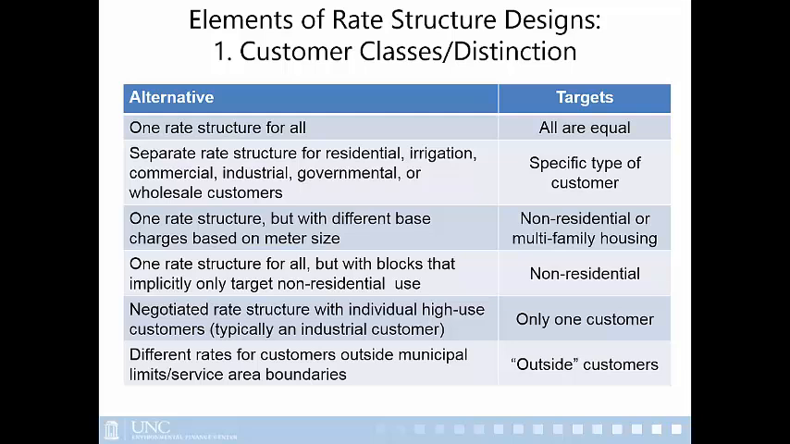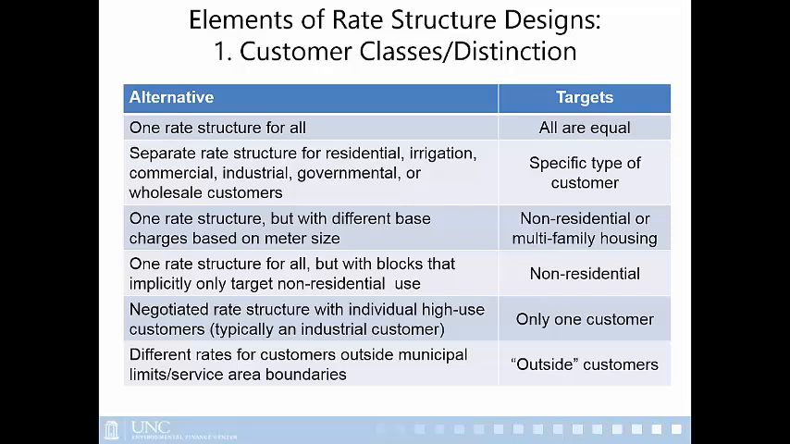Customer classes and different types of rate structures that you can charge. Most common for very small systems is to have one rate structure that applies for everybody, and that just treats all customers as equal. The next level would be to have a different rate structure for residential customers and something else, either non-residential or commercial, and have a separate one for industrial, and have a separate one for residential irrigation. So you can have different types of rate structures and different rates for different customer classes. And for each of these, the rate structures target each customer class, but all the customers within that customer class are treated equally.